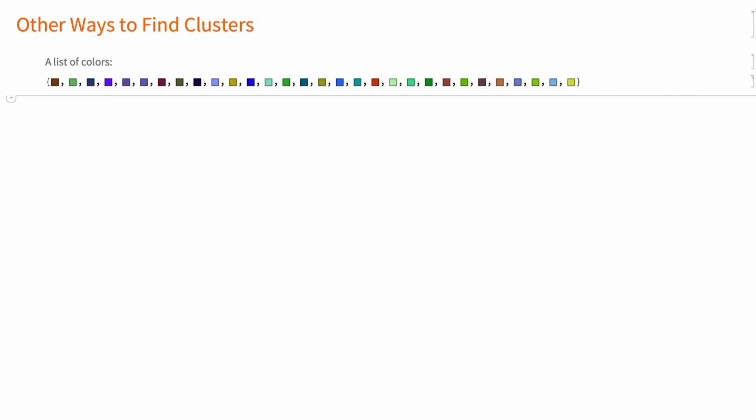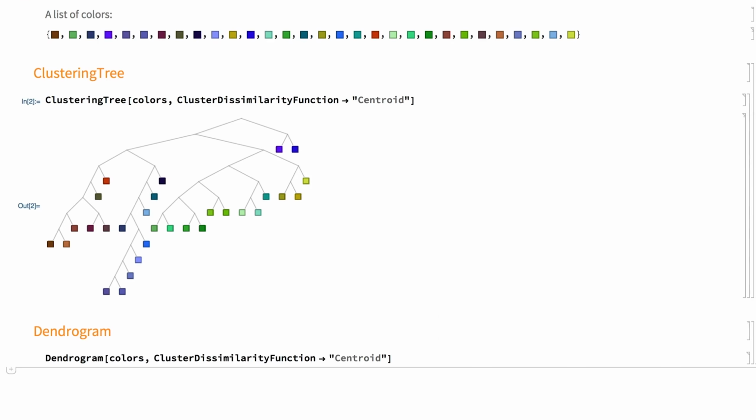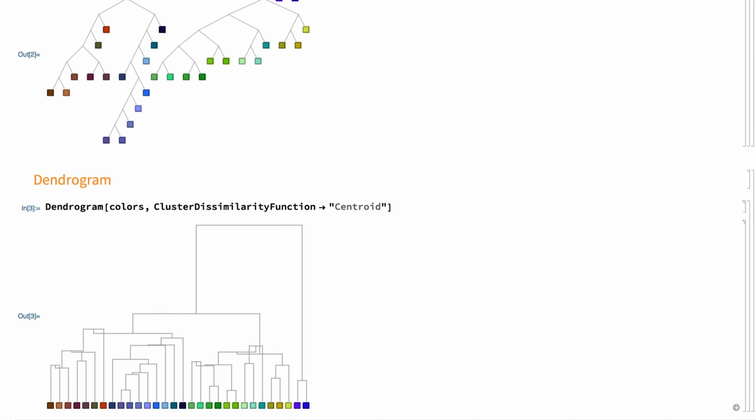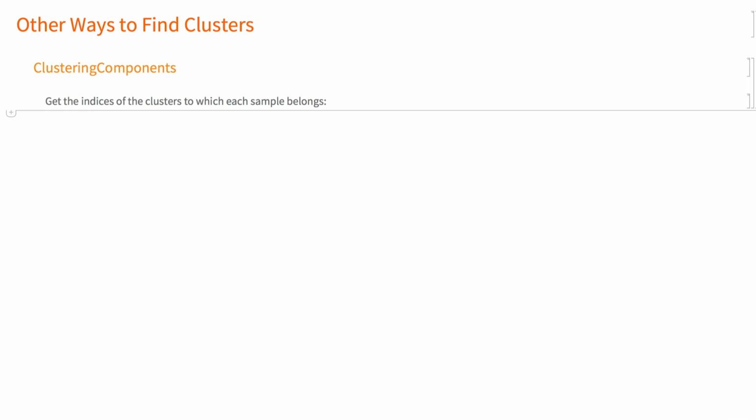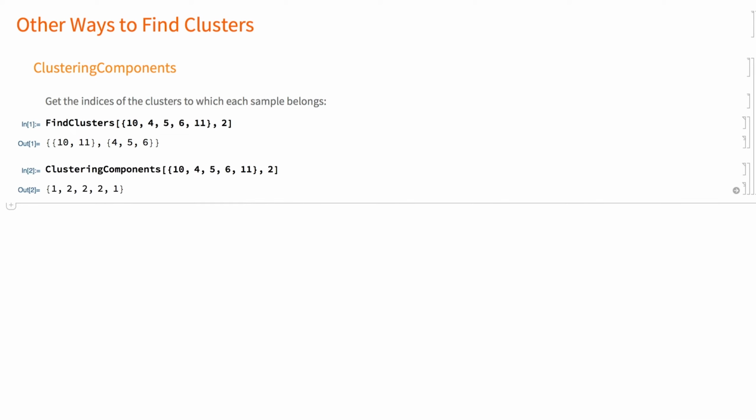There are other Wolfram language functions that use the notion of distance function and can be used to group samples based on their similarity. Both clustering tree and dendrogram hierarchically create clusters and visualize them as well. While FindClusters returns the separate list of samples corresponding to each cluster, clustering components returns the indices of the clusters to which each sample belongs.